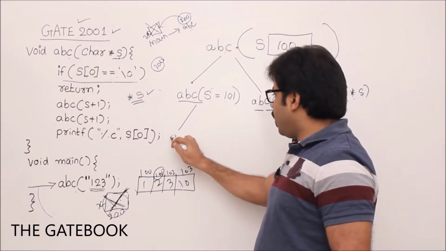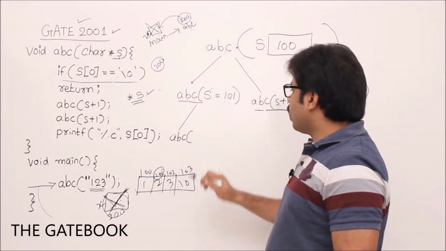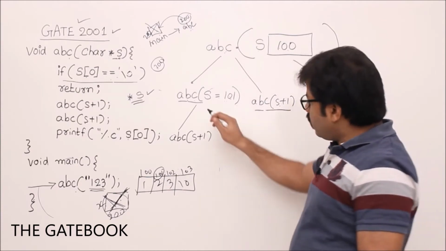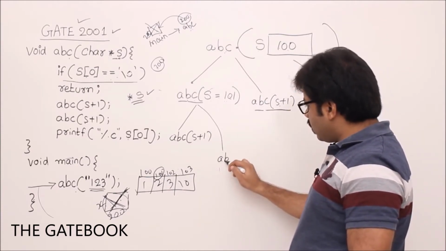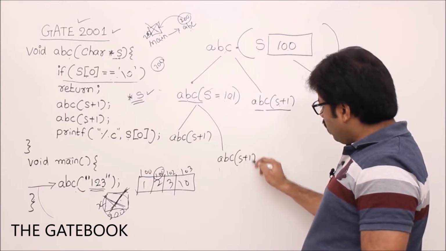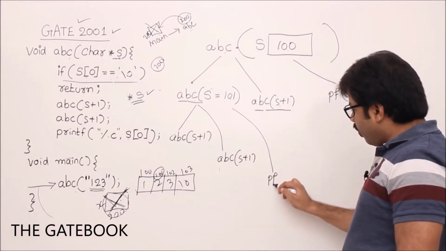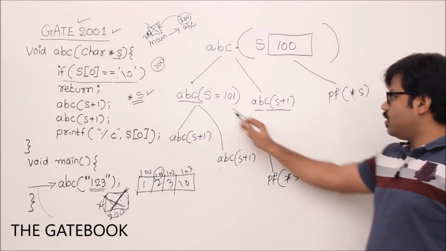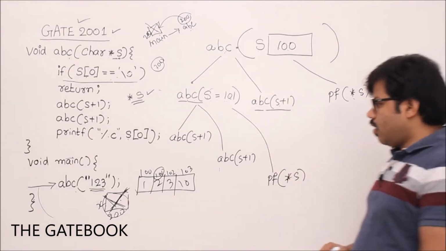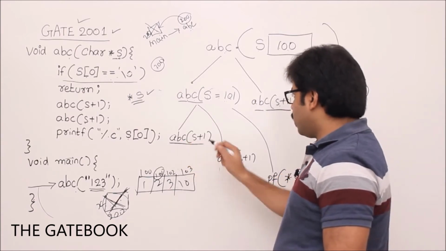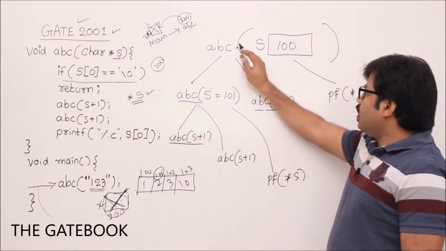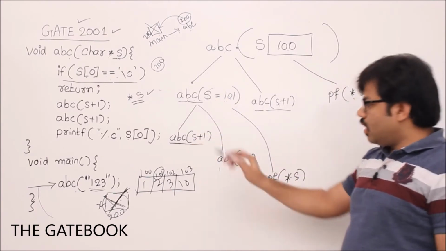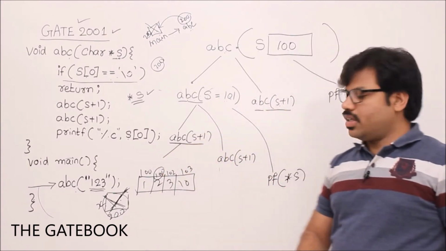Now, first step, ABC of what? s plus 1. Right? Let me write s plus 1 first. After that, we'll see the actual value of s. ABC of s plus 1. Then the third one, printf star s. So what is this s? This s refers to this s. Understand? Now come to ABC of s plus 1. We know that this will be executed first, so let me evaluate this one. I will show that.